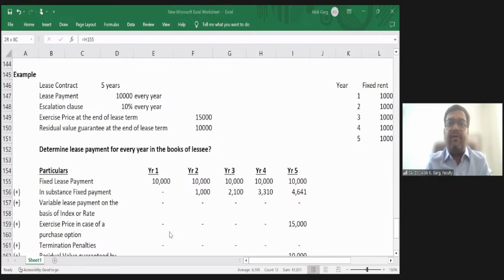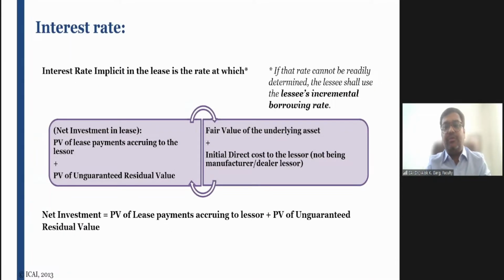Friends, I have covered this lease term and lease payment in detail. So in the next class, I will cover a few small concepts and then I'll cover the lessee accounting, the measurement, in the books of the lessee, right? And that will be the most important aspect from the calculation point of view.